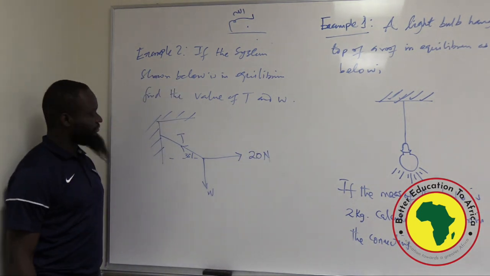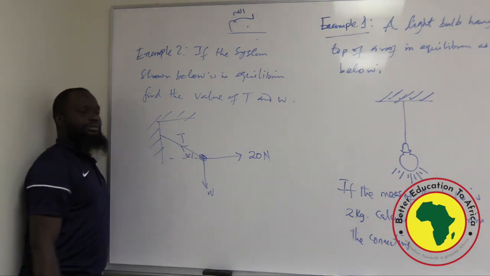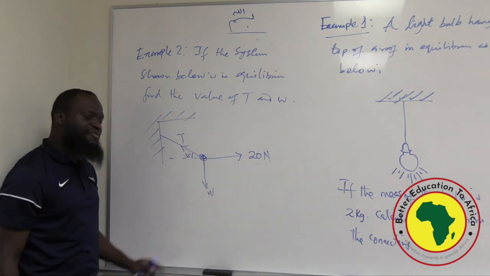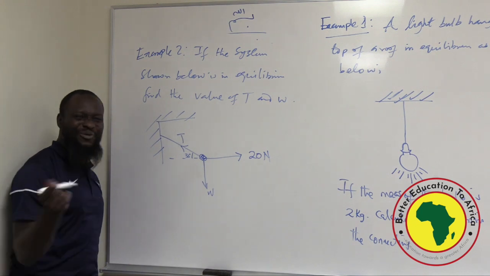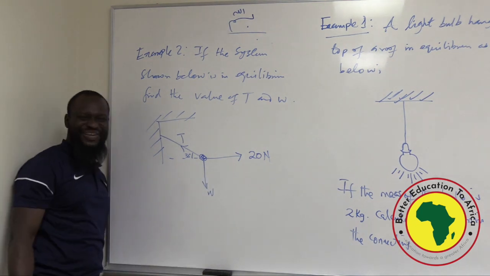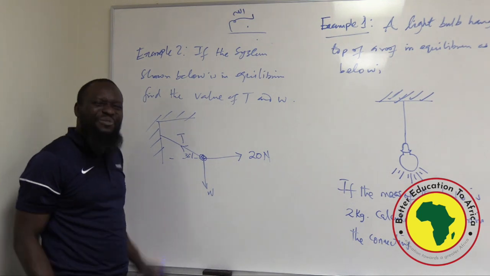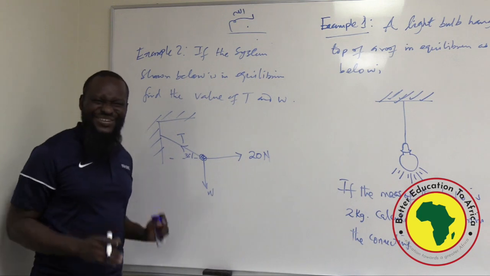So this is the system. Maybe there's an object here. There's a string holding the object, there's a force acting, and the weight of the object is there. So we have to find the weight of the object W and the tension in the string T. The only clue we are given is this force of 20 newtons, and we know that the system is in equilibrium.